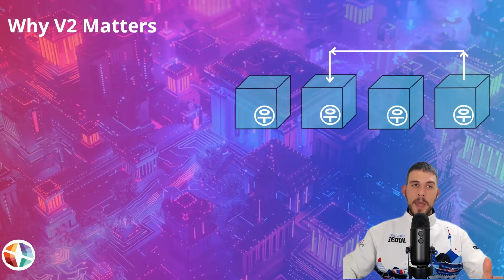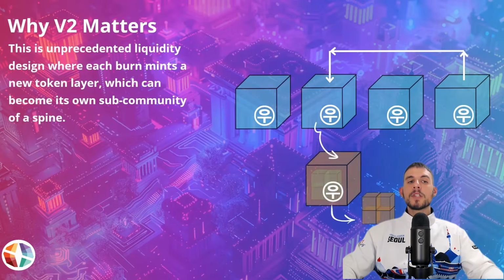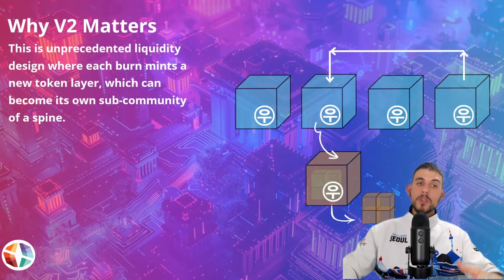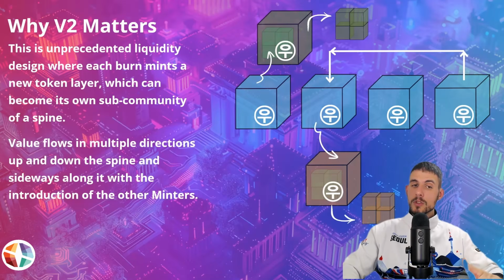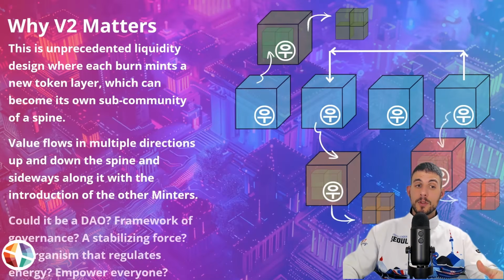Why this matters? This is unprecedented liquidity design where each burn mints a new token layer, which can become its own sub-community of a spine. So value flows in multiple directions up and down the spine and sideways along it with the introduction of other minters, which I will go into in more detail in future episodes.